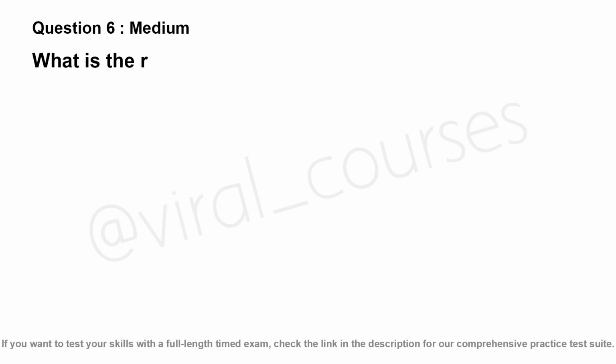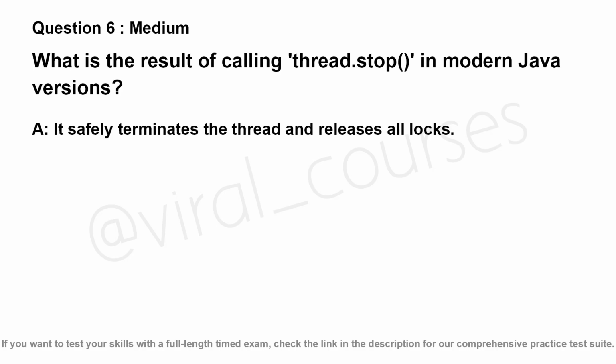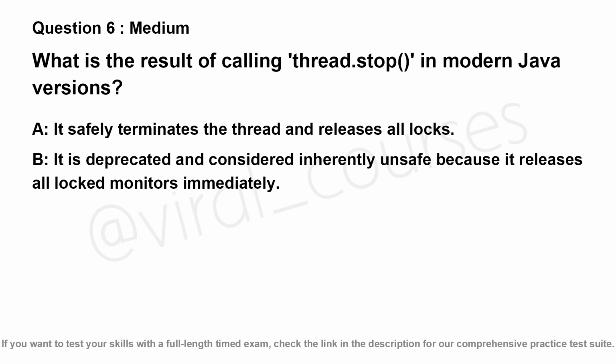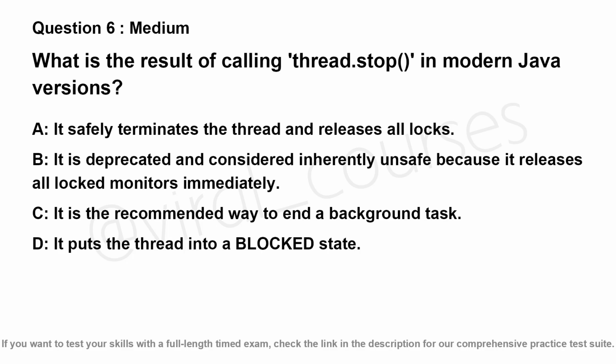What is the result of calling Thread.stop in modern Java versions? Option A. It safely terminates the thread and releases all locks. Option B. It is deprecated and considered inherently unsafe because it releases all locked monitors immediately. Option C. It is the recommended way to end a background task. Option D. It puts the thread into a blocked state.